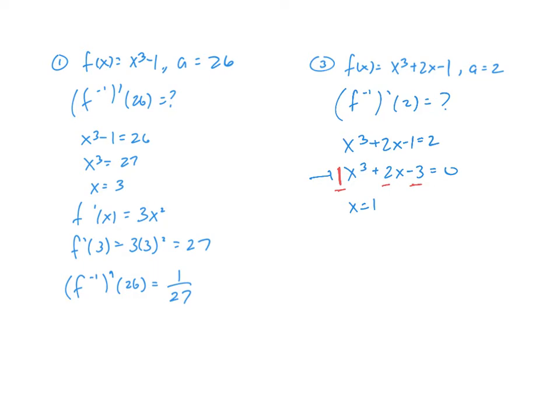So it's a handy little technique to keep in mind that if your coefficients add to 0, then your root is 1. So now we take our derivative and we get 3x squared plus 2. We substitute 1. And we get 5, which means that the derivative of the inverse at 2 is equal to 1 over 5.